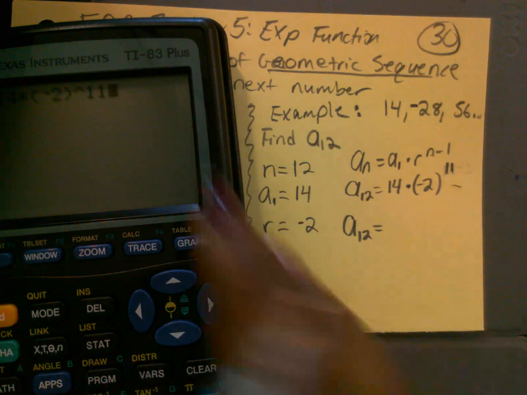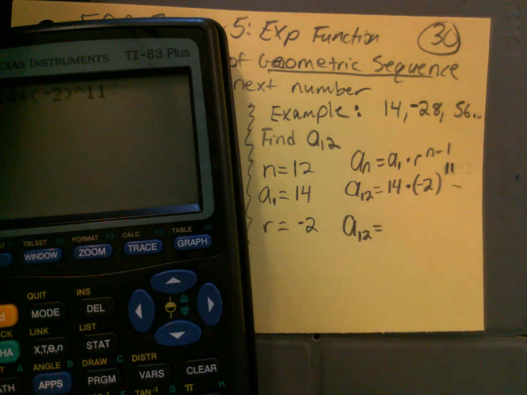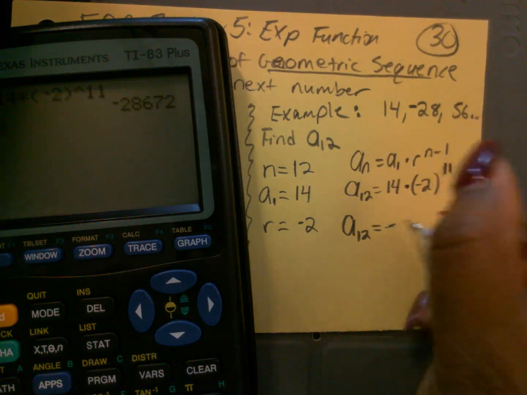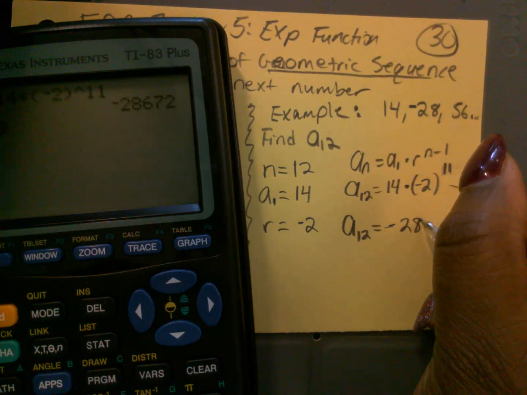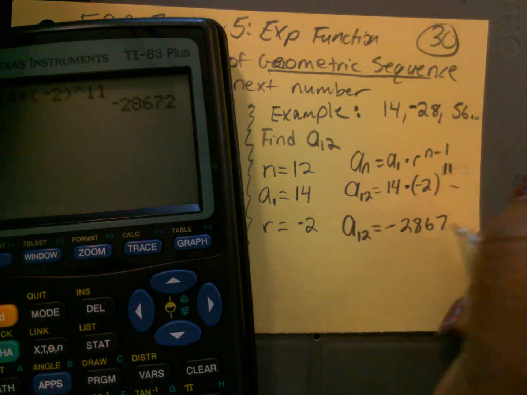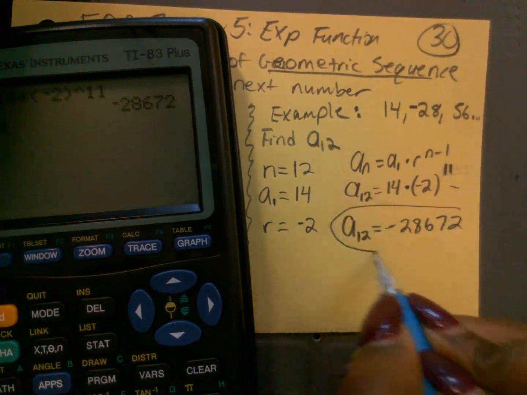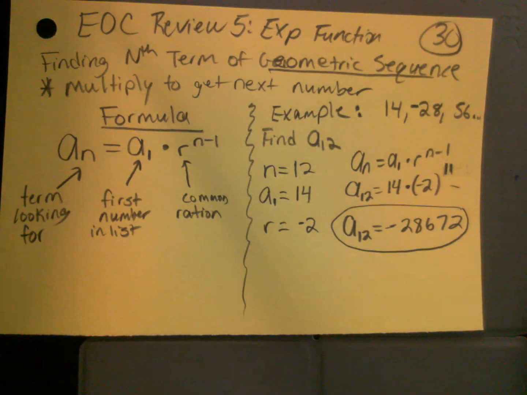And so what's your answer there? -28,672. There you go. This is the 12th number in the list. All right. That's the end of the cards.